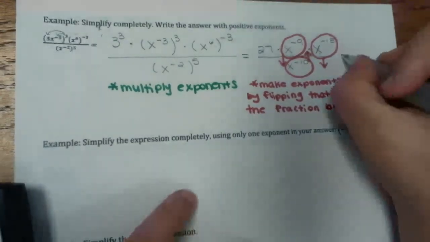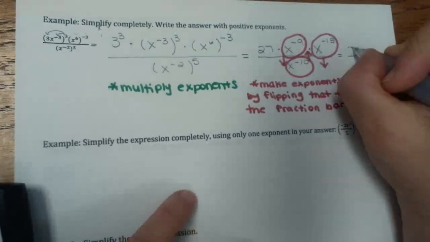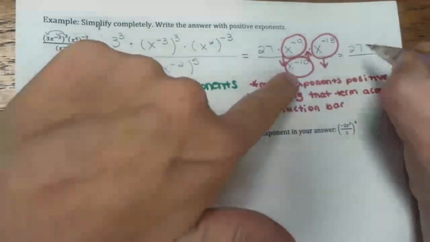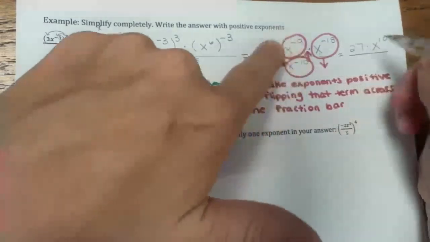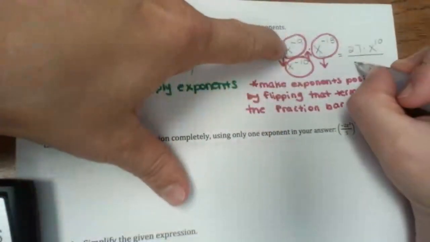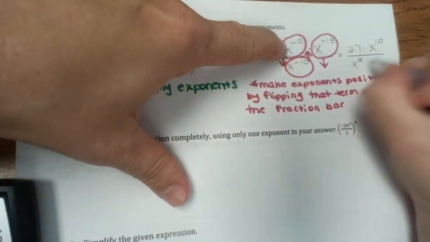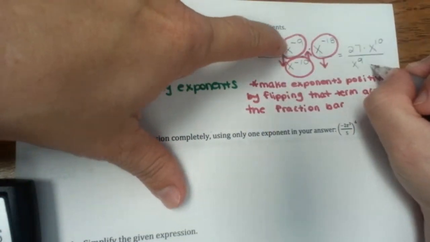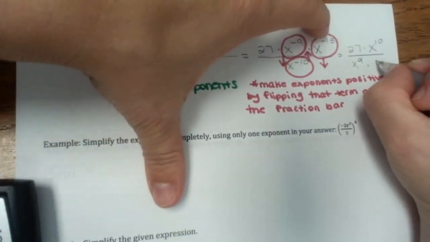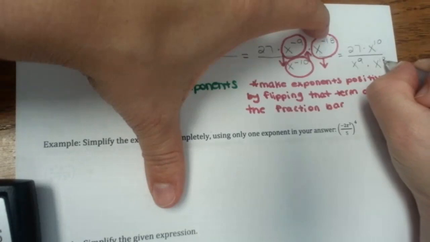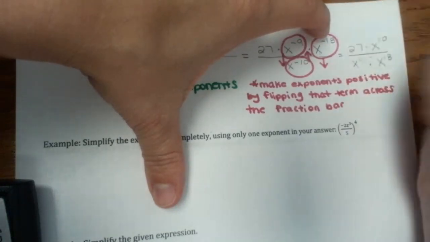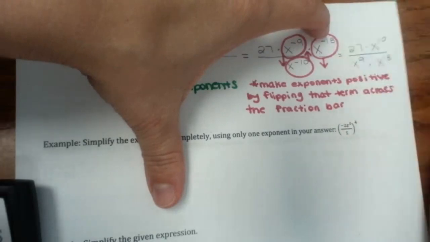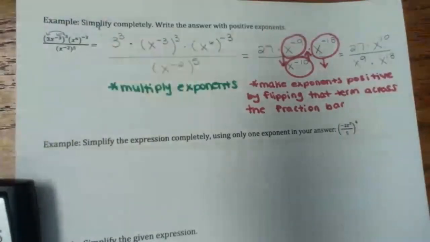All right, so that 27 just is by itself, it's just going to say 27. X to the 10th comes to the top and now becomes positive. X to the negative 9th is going to flip down to the bottom. Whenever it flips across the fraction bar, it's going to become positive 9. X to the negative 18th is going to flip down to the bottom. Whenever it flips across the fraction bar, it's going to become positive. So now we have 27 x to the 10th up top, all over x to the 9th times x to the 18th. So we made everything positive, which is great.